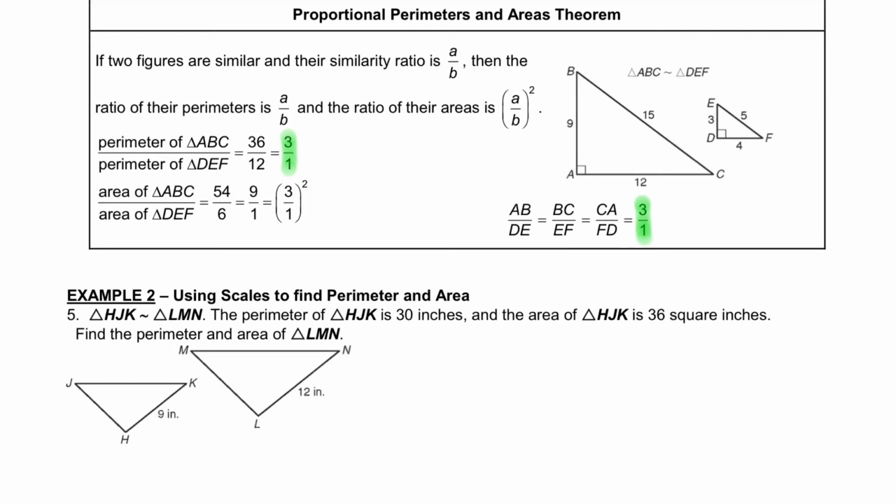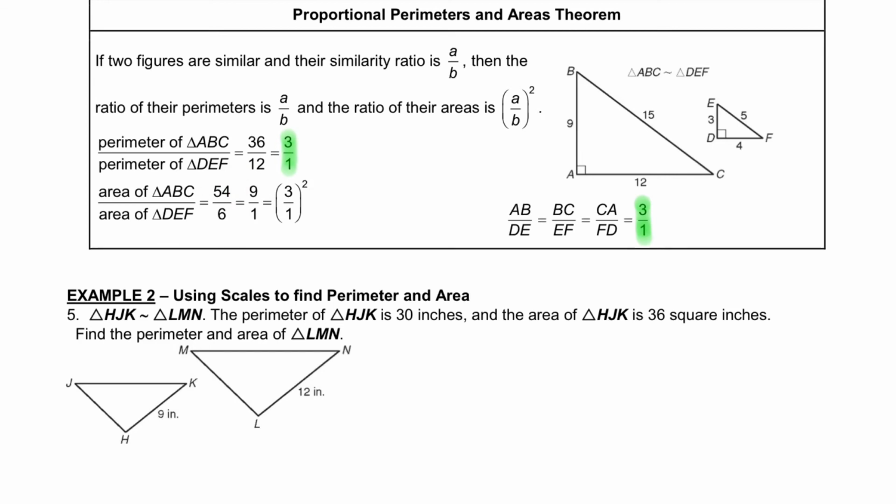Then in the next part of the theorem, they set up the ratio of the areas. In order to find the area of a triangle, you have to do the base times the height, and those have to be perpendicular, okay? They have to form a right angle, and then you have to divide by 2. So in the large triangle, the base would be 12 and the height would be 9 because there's your right angle. Those have to be perpendicular. So you would do 9 times 12 and then divide it by 2. So you would get 54.